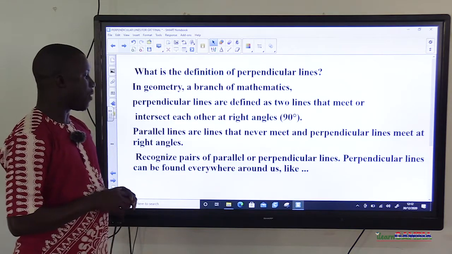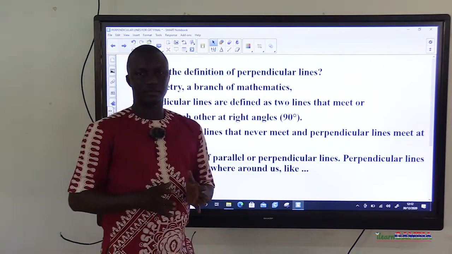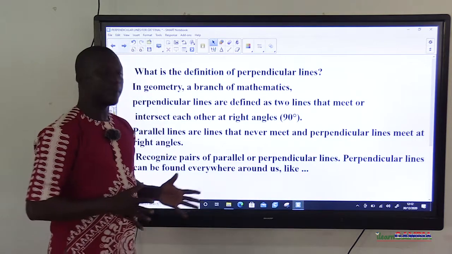Perpendicular lines can be found everywhere around us.